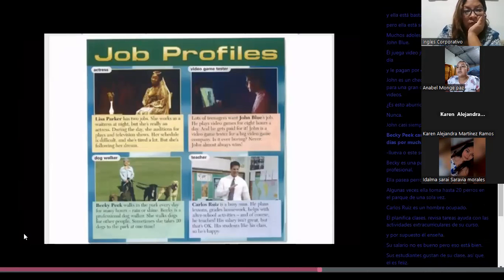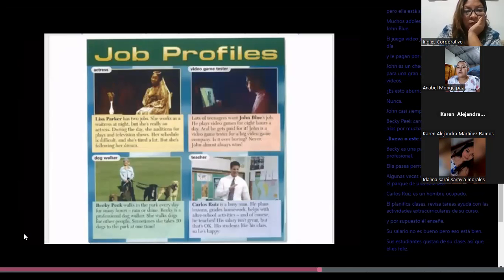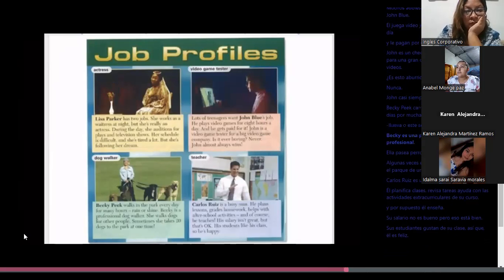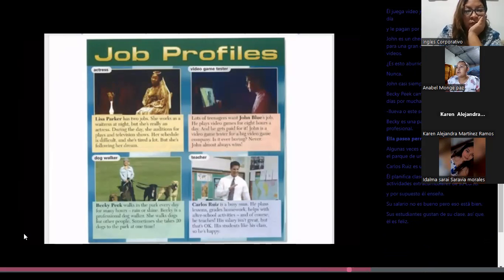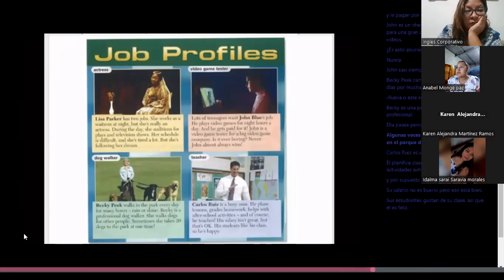Becky Peck walks in the park every day for many hours, rain or shine. Becky is a professional dog walker. She walks dogs for other people. Sometimes she takes 20 dogs to the park at one time.